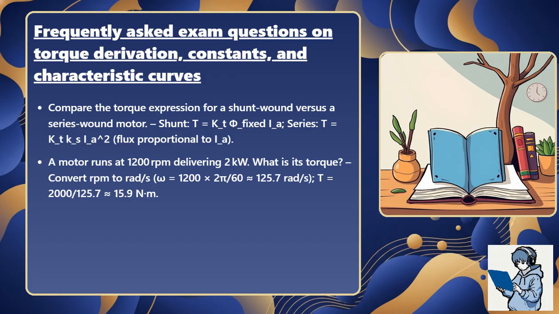A motor runs at 1200 revolutions per minute delivering 2 kilowatts. What is its torque? Convert revolutions per minute to radians per second. Omega equals 1200 times 2 pi divided by 60, approximately 125.7 radians per second. T equals 2000 divided by 125.7, approximately 15.9 Newton meter.